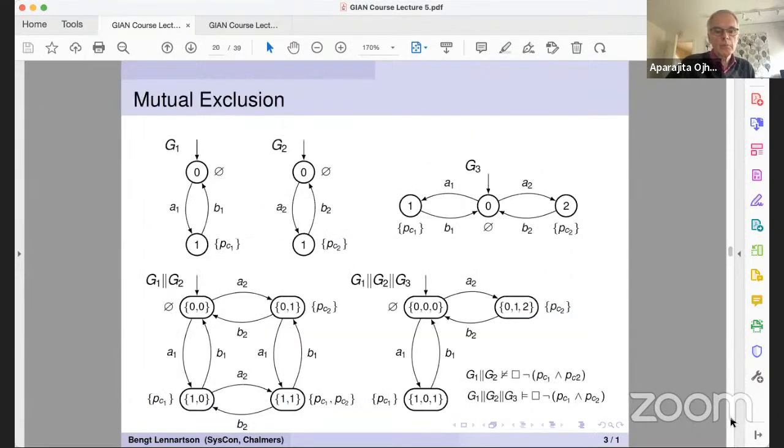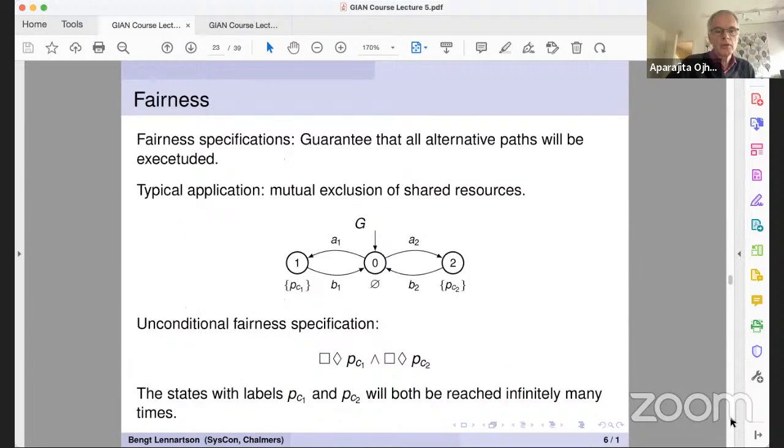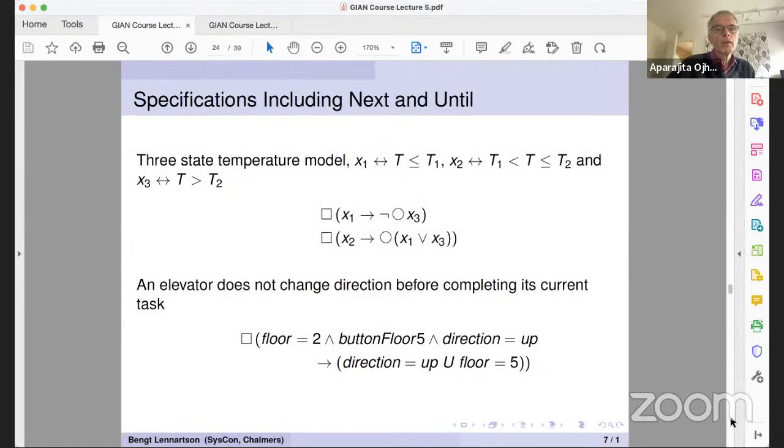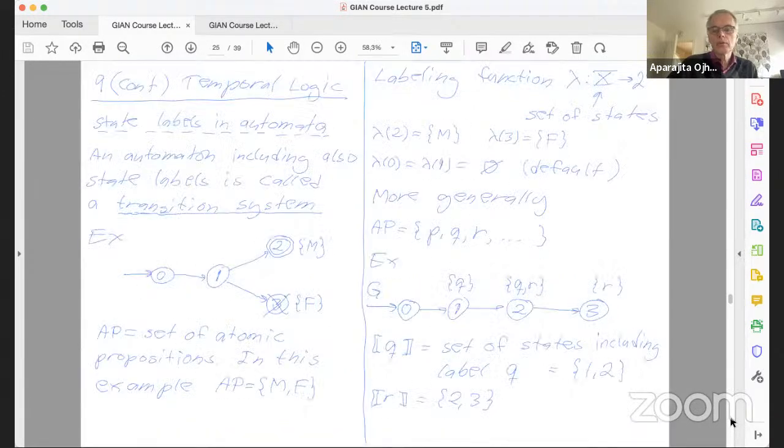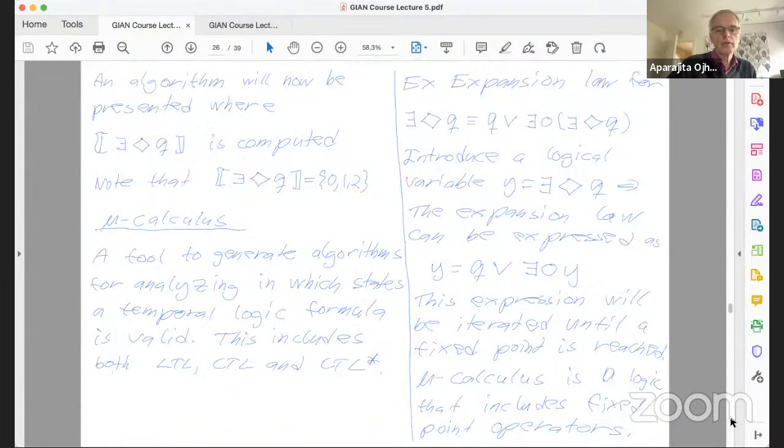And then last time I gave you some examples on safeness, liveness, and fairness. And then we went on with a discussion on this mu calculus, which is actually the tool with which we will generate an algorithm, which makes it possible to evaluate, especially CTL, I would say.